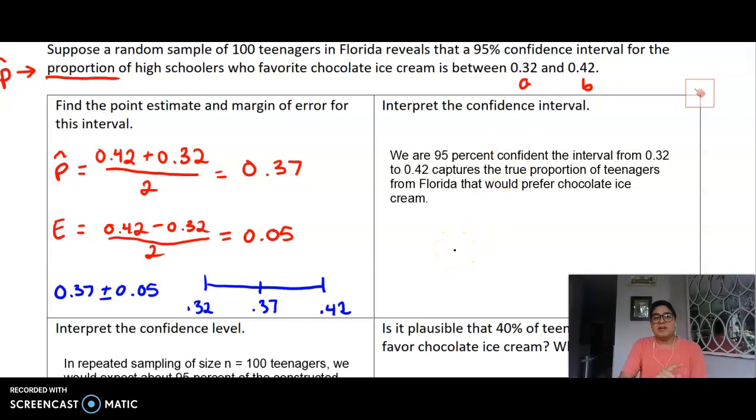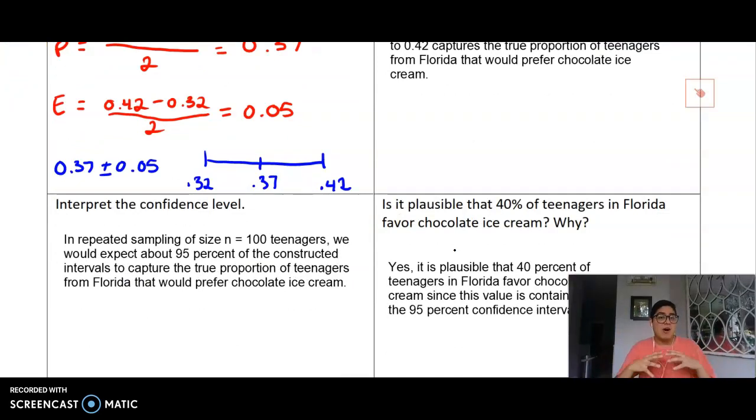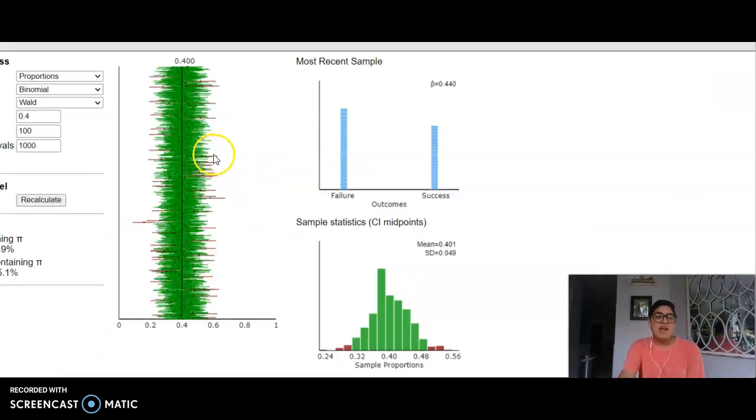Now, that was one random sample that I took of 100 teenagers. What if I kept taking all possible random samples? And thinking back to sampling distributions, when we take all possible, we are getting a better idea of that true parameter. Well, here, in repeated sampling of size n equals 100 teenagers, we would expect about 95% of our constructed intervals to capture the true population proportion that would prefer chocolate ice cream. And that's back to this idea here, where if I kept doing this again and again, and I did it for all possible samples of size 100, I would expect that about 95% of those intervals in the long run are going to capture the truth.